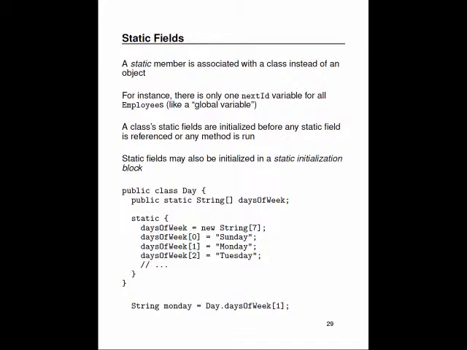Now, the instance fields are initialized in a constructor. Static fields are initialized in something called a static initialization block. And so you might see code like this. Here I've got some static field daysOfWeek, and here I say static and then a code block, and I have code that initializes this static field. And when I want to reference a static field, I say the name of the class, Day, dot, static field name, like daysOfWeek. And then it's an array, so I'm going to reference the second element, element 1.